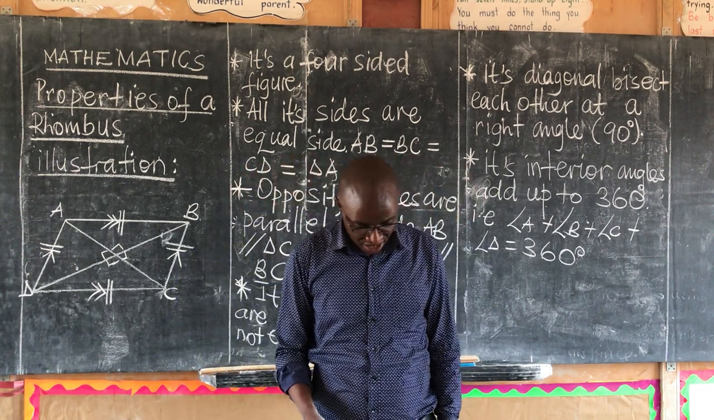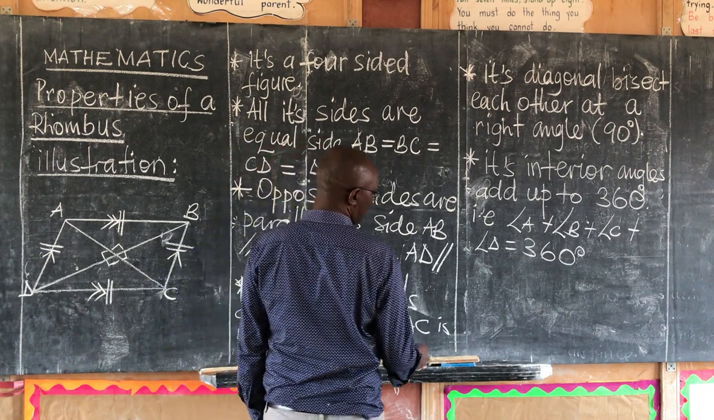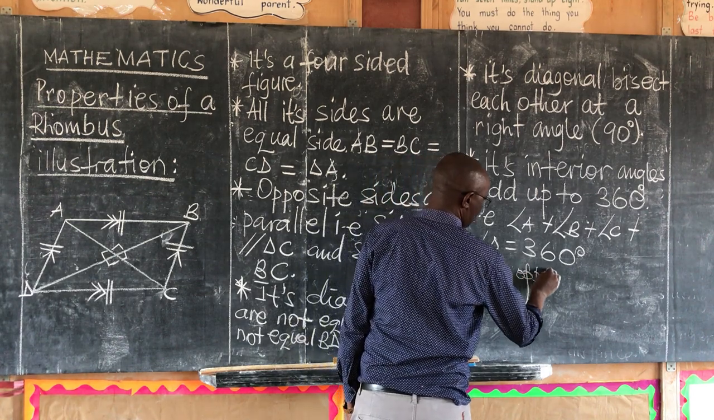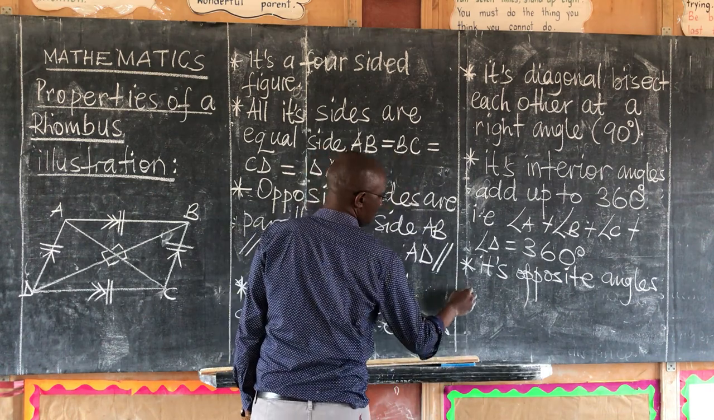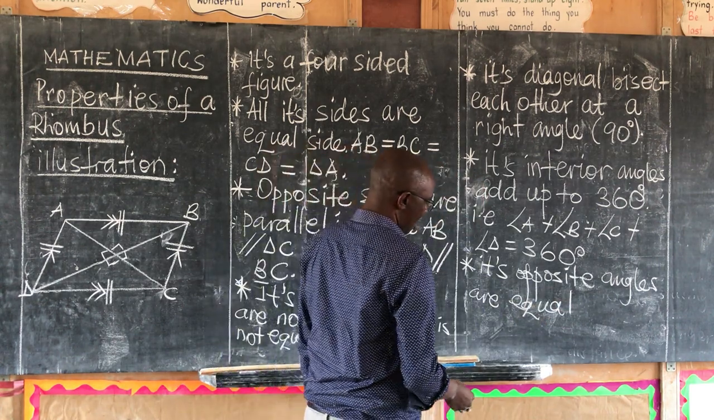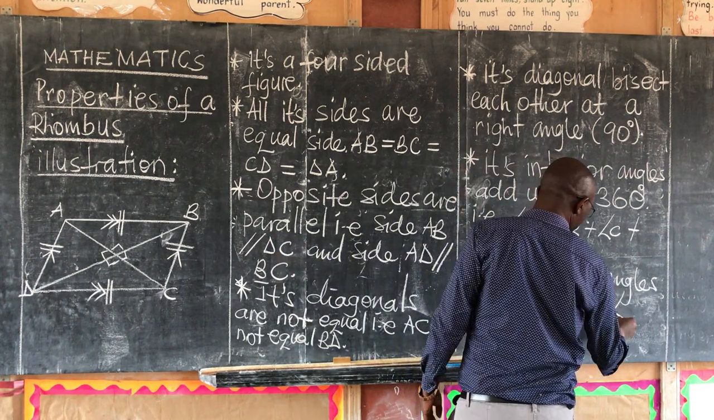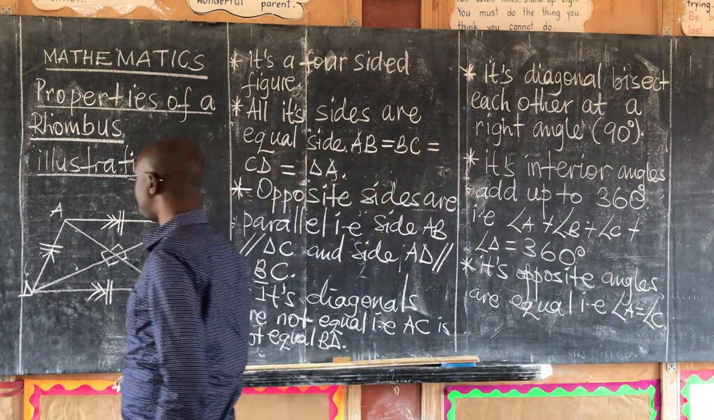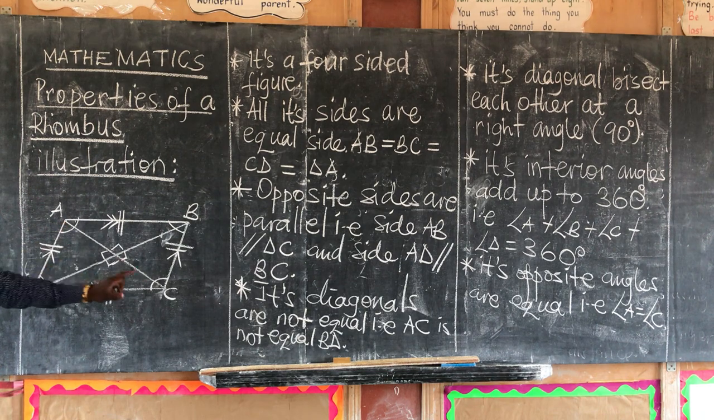Okay, so now, again, something to do with a rhombus: its opposite angles. Its opposite angles are equal. The opposite angles of a rhombus are equal. That is to say, following the diagram, angle A is equal to angle C, because this angle is opposite this angle, and this angle is opposite this one. That means this one is equal to that one.